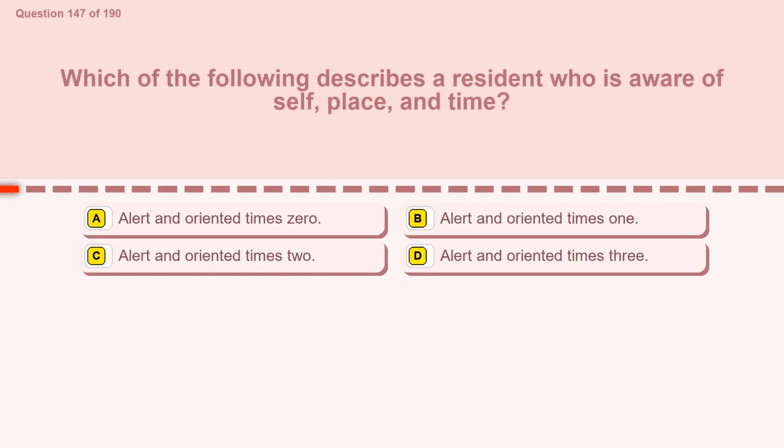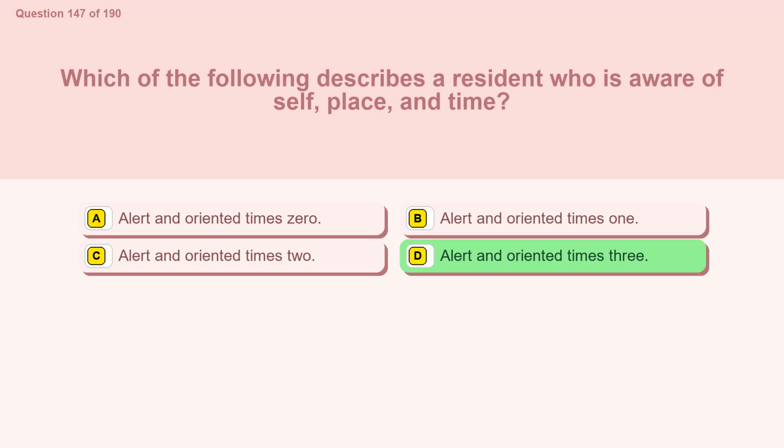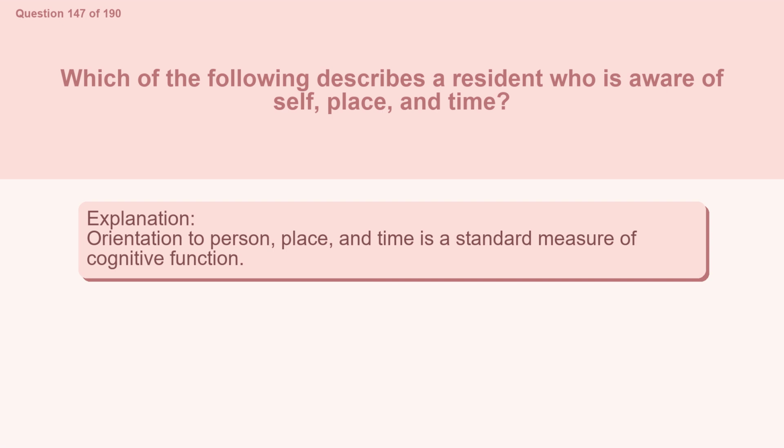Question 147. Which of the following describes a resident who is aware of self, place, and time? Option A, alert and oriented times 0. Option B, alert and oriented times 1. Option C, alert and oriented times 2. Option D, alert and oriented times 3. The correct answer is option D, alert and oriented times 3. Orientation to person, place, and time is a standard measure of cognitive function.